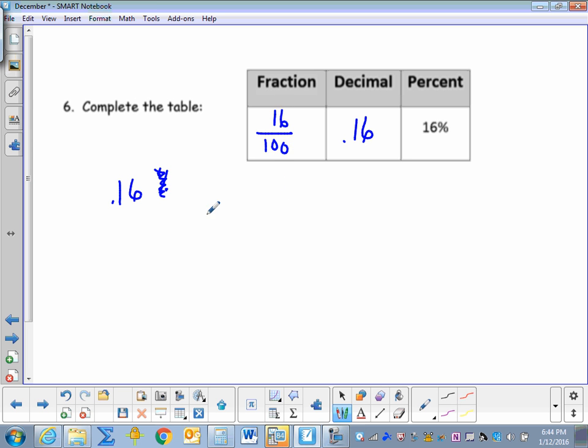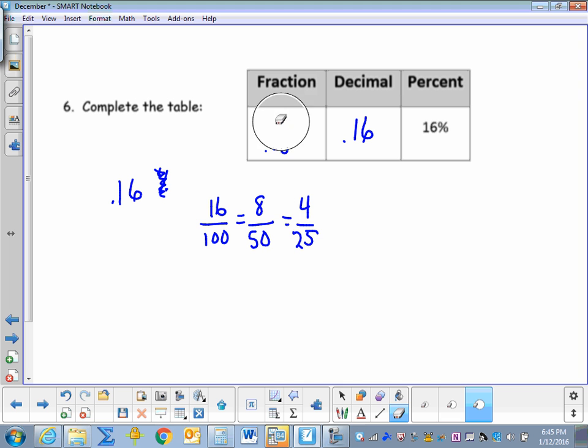16 over 100. Well, that's not simplified. They're both even numbers, so let's divide by 2. 16 divided by 2 is 8. 100 divided by 2 is 50. Again, they're both even numbers. Let's divide by 2. 8 divided by 2 is 4. 50 divided by 2 is 25. So my best answer here, instead of 16 100ths, would be 4 25ths.